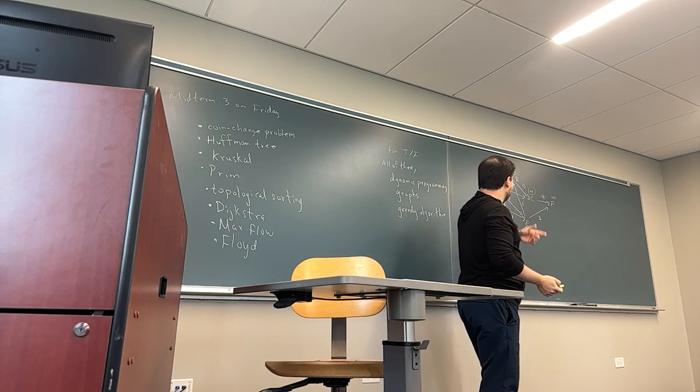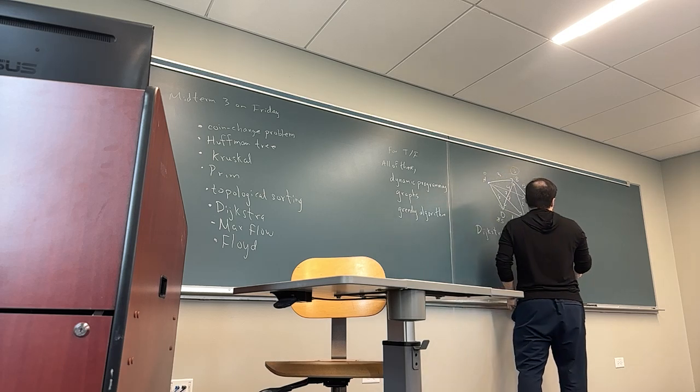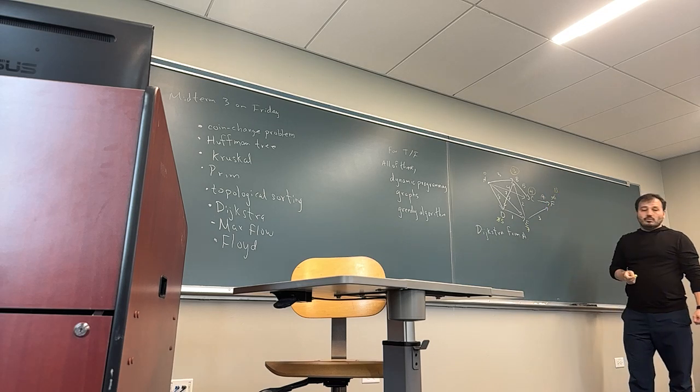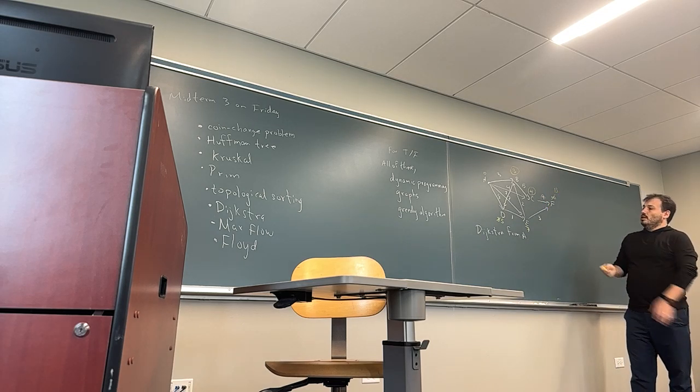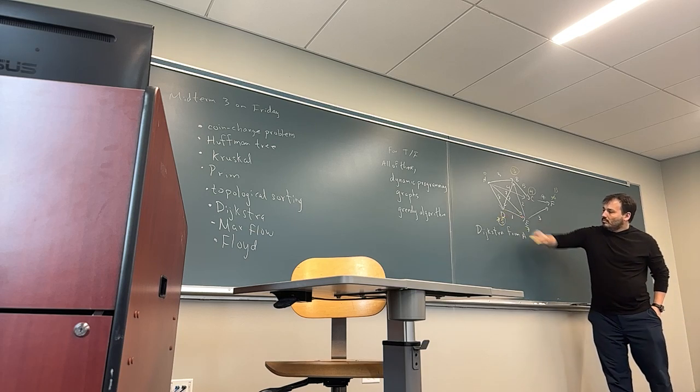Now you scan from C. From C there's only one edge, which goes from C to F. And 4 plus 9 is 13, so this is updated to 13. Now we look at the numbers again. This is the smallest one.